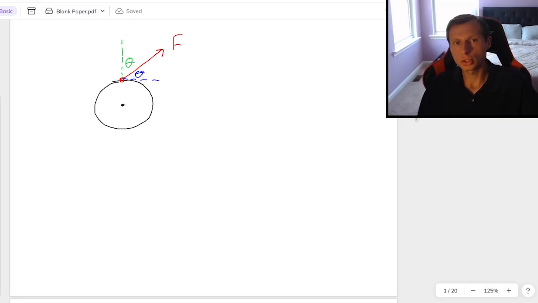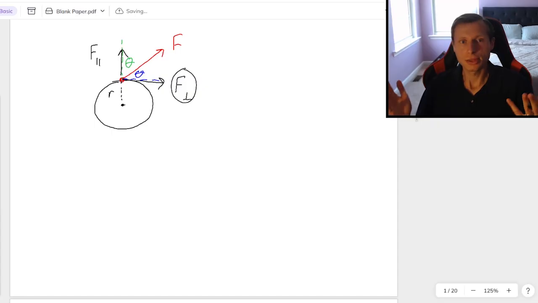So remember, there's two components here for this F. There's this component, which I'm going to call F perpendicular, because it's perpendicular to the radius. And then the other component would point straight up in this case. That would be F parallel, because we're parallel to the radius. The component I want is F perpendicular.